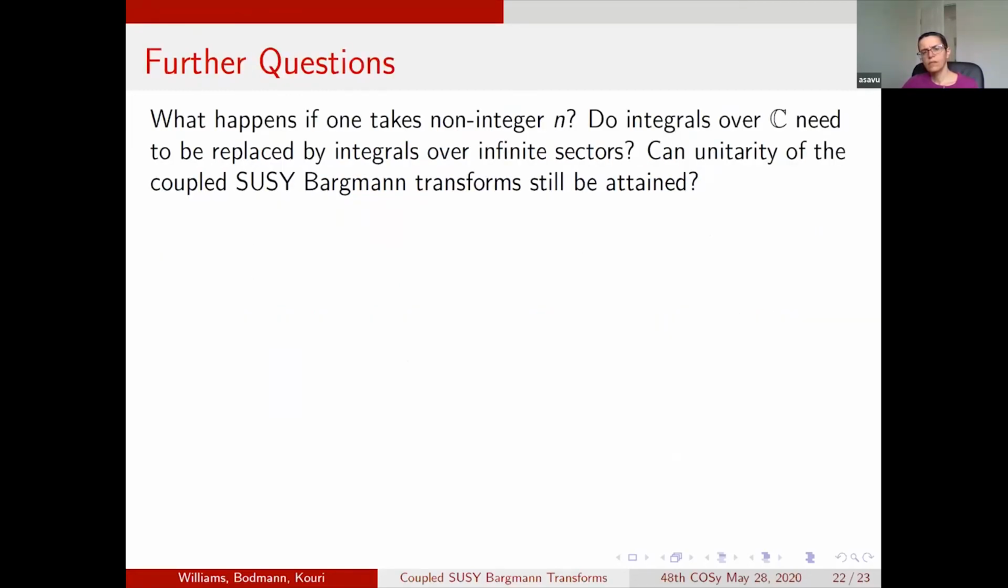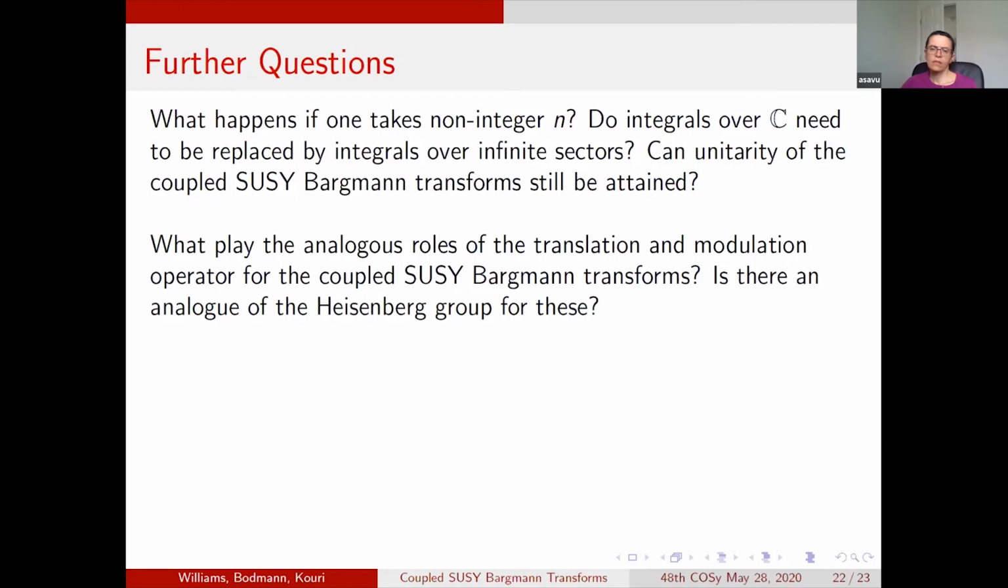So here's some further questions. What happens if n is non-integer? Do integrals over C need to be replaced with infinite sectors instead? If you have like an nth root type problem where you don't want to cross over a branch cut and lose analyticity, can we still get unitarity? What plays the roles of translation and modulation with the coupled Susy-Bargmann transforms? And is there an analog of the Heisenberg group?